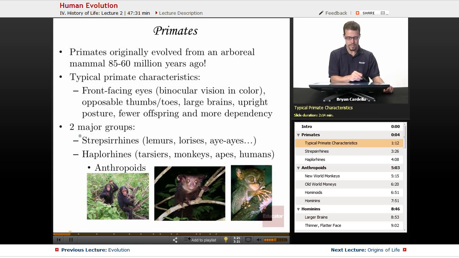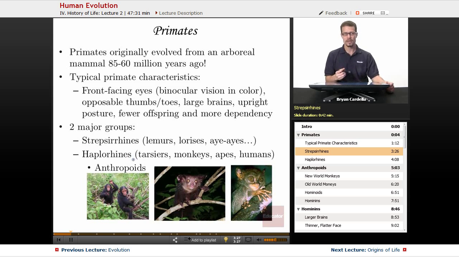So these things may not all be true of an individual species of primates, but these are typical characteristics. There are 2 major groups within order Primata, or the order of primates. The strepsirrhines. These are kind of a more ancient lineage of primates. They look almost more like aliens. I'm not saying they actually came from another planet, but the strepsirrhines include the lemurs, lorises, aye-ayes, and galagos.